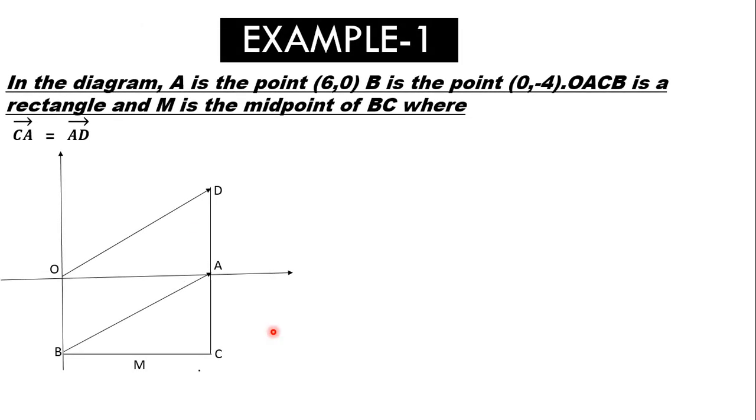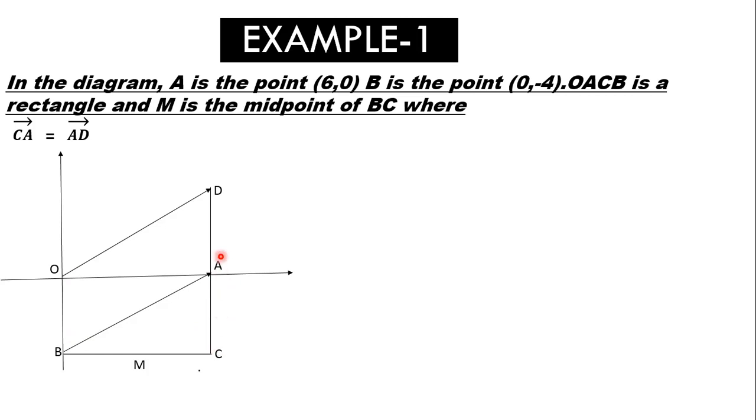Let's explore it further with an example. In the diagram, A is the point (6, 0), B is the point (0, -4). OACB is a rectangle and N is the midpoint of BC, where CA is equal to AD. Students, we can see that OACB is a rectangle, and we have to now visualize the properties of a rectangle. The properties of the rectangle say opposite sides OA and BC must be equal. OB and AC must be equal too.